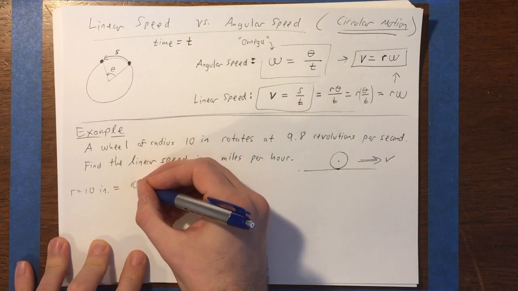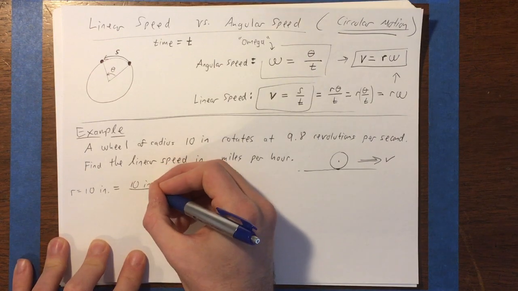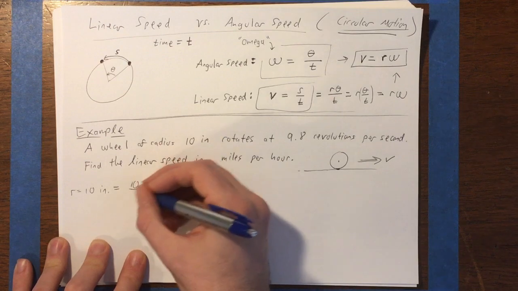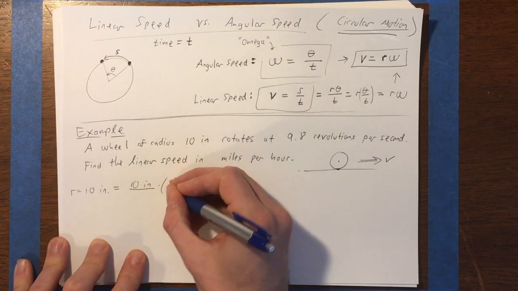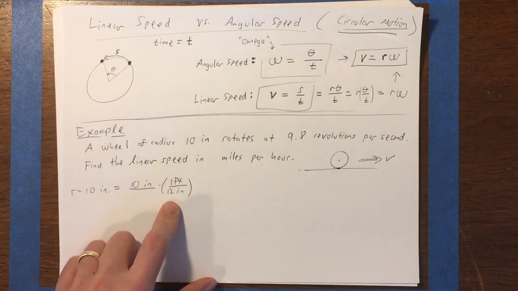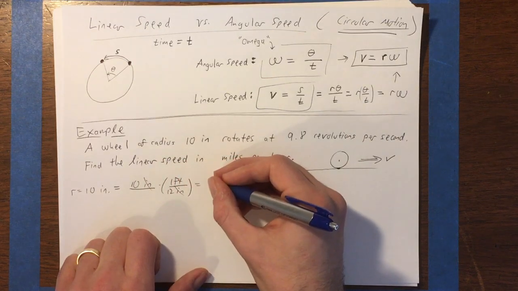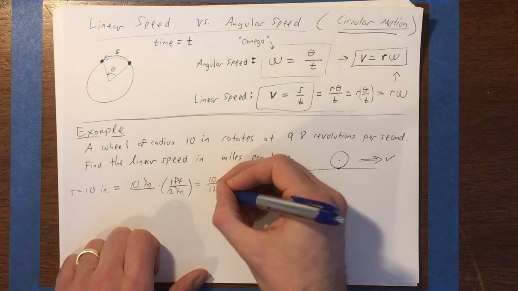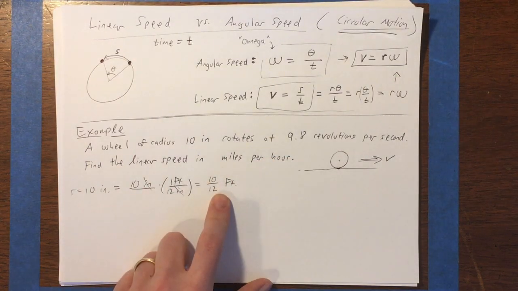10 inches is going to be 10 inches times 1 foot divided by 12 inches. There we go, that's what I meant to write. 10 inches times 1 foot per 12 inches. So this inches will cancel out here. We'll get 10 over 12 feet. Let's use that. We're going to use 10 over 12 feet as our radius.